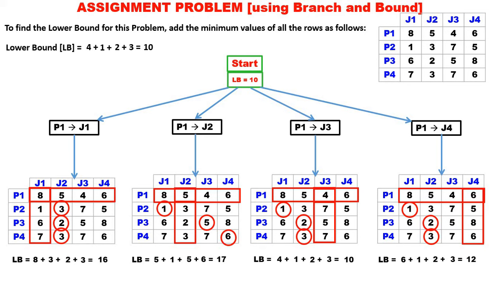So we have got 4 different branches here. Carefully understand, this is how branch and bound works. We have 4 different branches. We have to bound to one of these. Which is the minimum among these?